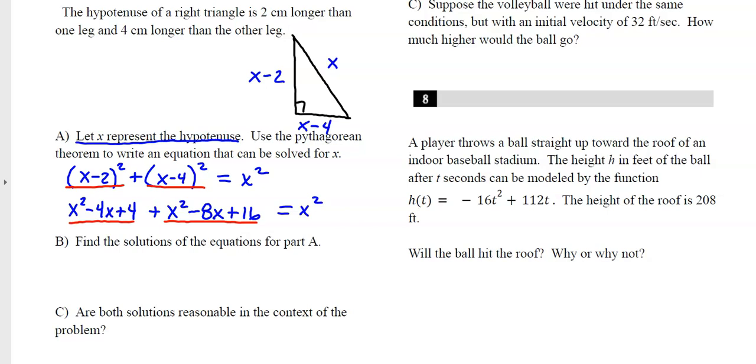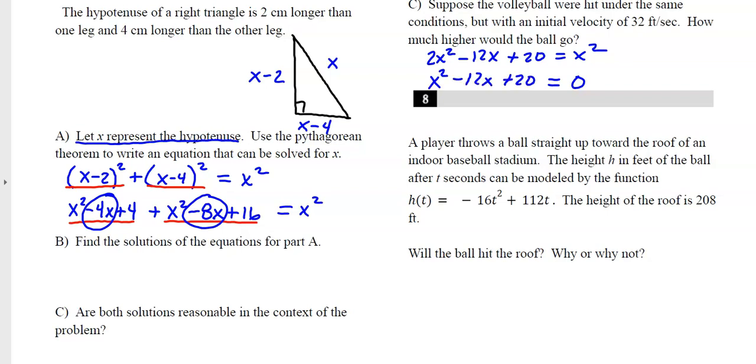When I gather up all my like terms, I'm going to move up top over here where I got a little more room. 2x squared minus 12x, so I gather these together, plus 20 equals x squared. Normally when I solve these, I want to set one side equal to 0. So I'm going to subtract x squared from both sides. I'm going to get x squared minus 12x plus 20. I'm always going to try to factor first. Don't know if it's possible, but let's see.